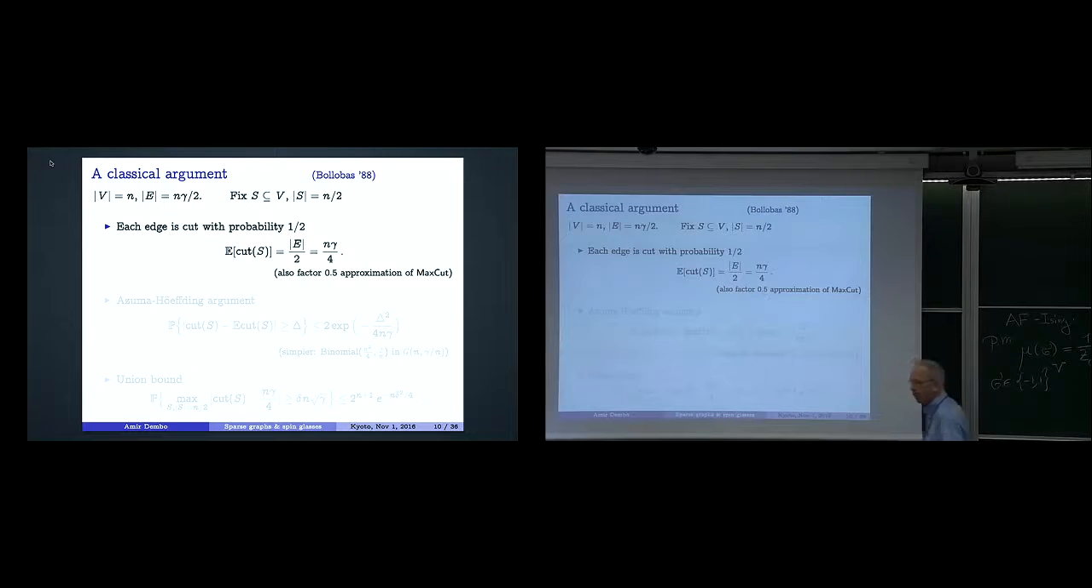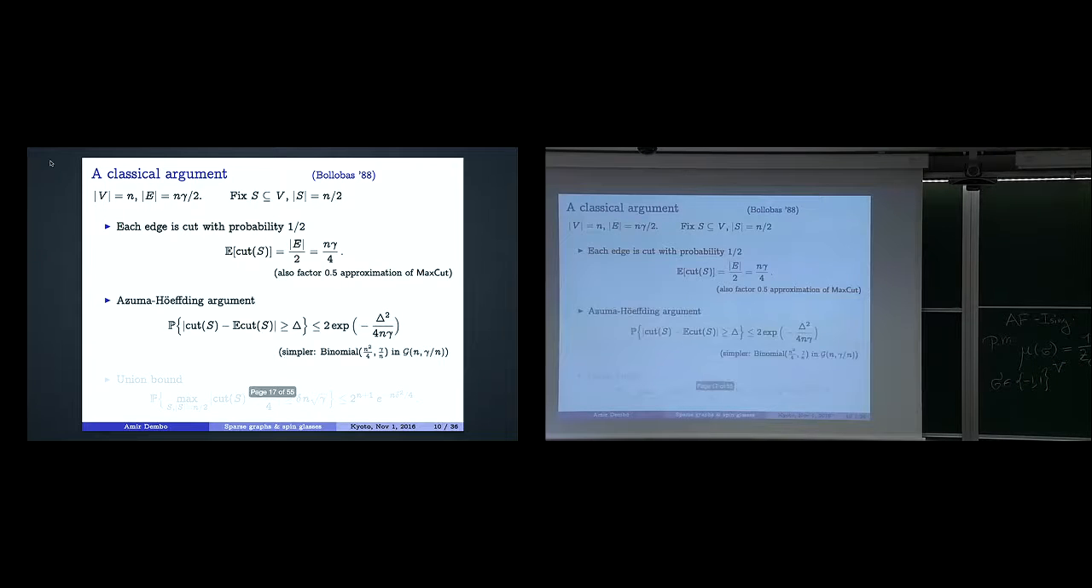This is what I meant, that any cut, or any reasonable cut, can do half of the best cut. Okay, but now we try to improve upon it, and the idea is to simply control the tail of the deviation from the mean. So we look at the value of the cut. This is a random variable. S is deterministic. It's a random variable because the graph is random. The randomness here comes from the choice of the graph. The cut is determined. I subtract the mean, and I look at the tail, and I hope to get an exponential tail. And I will get an exponential tail by using the Azuma-Hoeffding argument for a martingale difference of bounded increments.